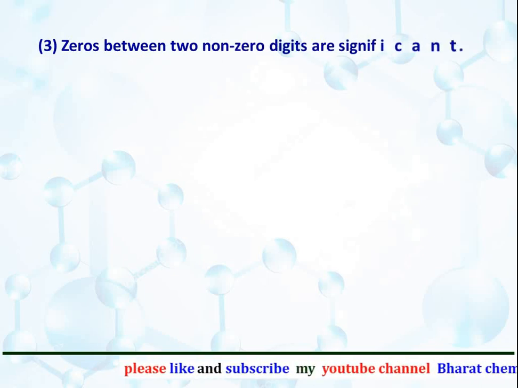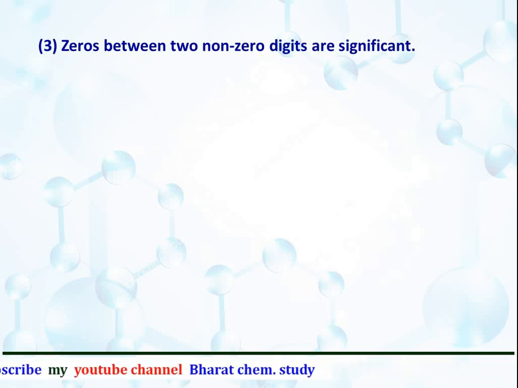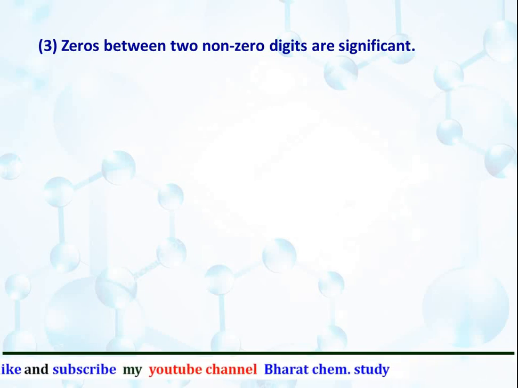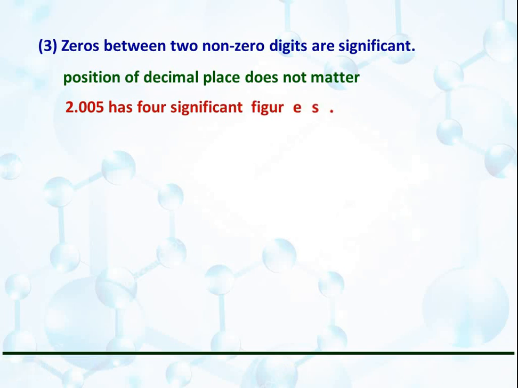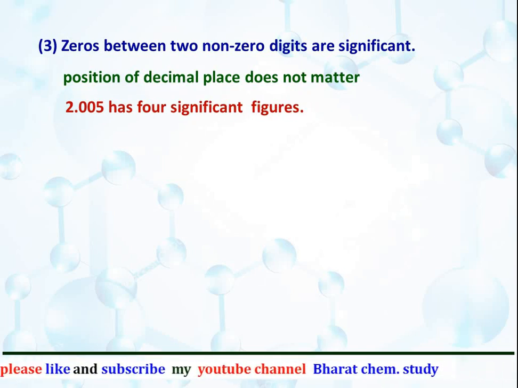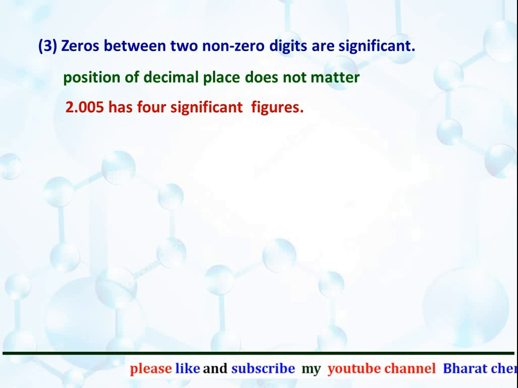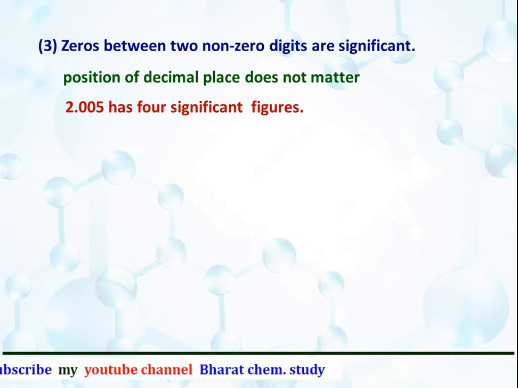Third point: zeros between non-zero digits are significant. That means a zero which is present between two non-zero numbers also becomes significant. For example, 2.005. Here, two zeros are present between 2 and 5. 2 is a non-zero value. That's why these zeros can also be counted as significant. So 2.005 will have 4 significant figures.